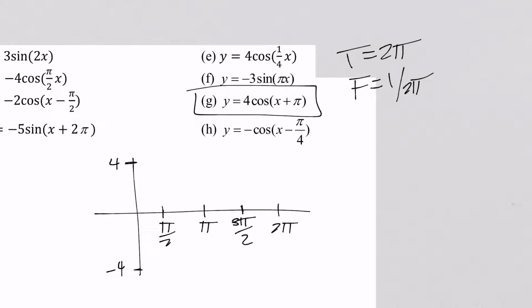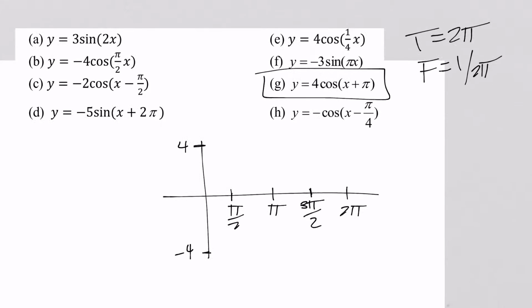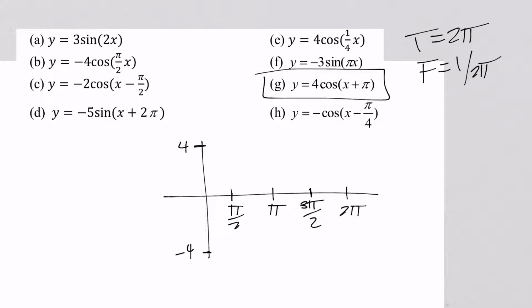And now x plus pi means start this graph pi to the left. So let's go ahead and do that real quick. I'll give myself 2 tick marks here, so I get a negative pi and a negative pi over 2. That way I can start my graph pi to the left.